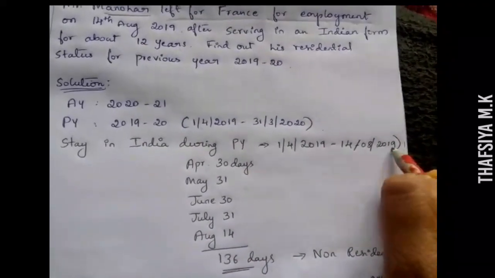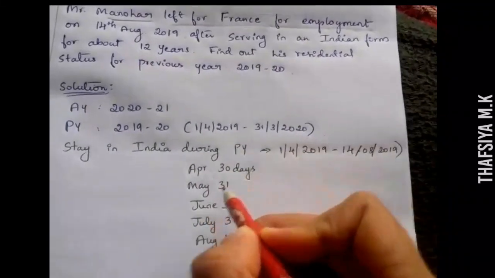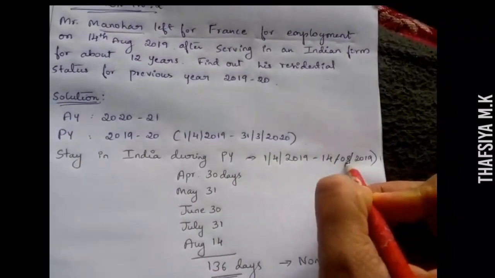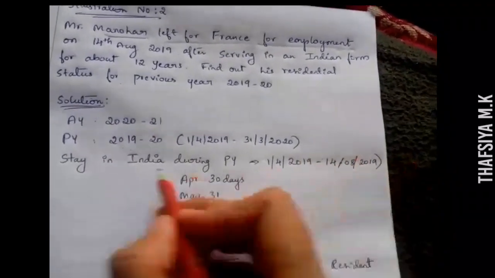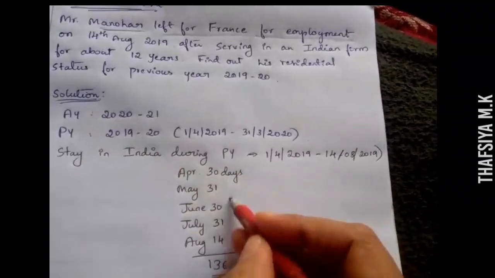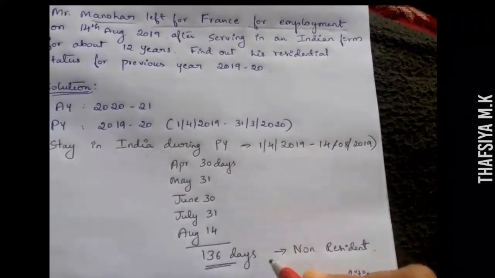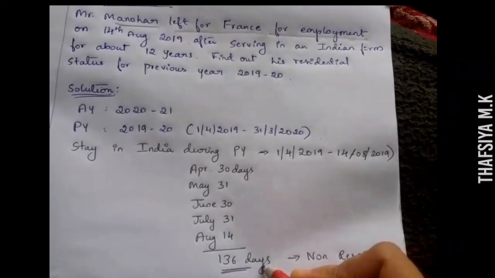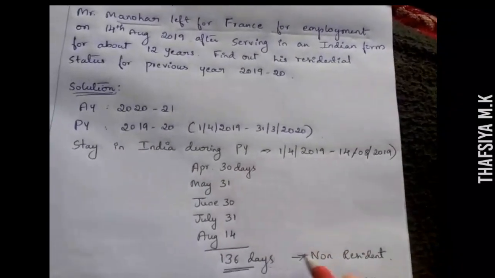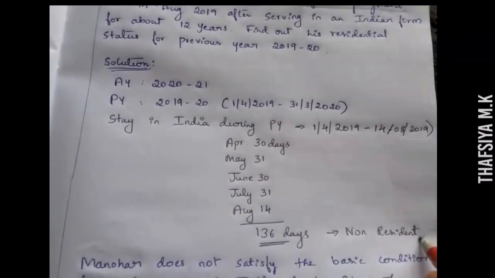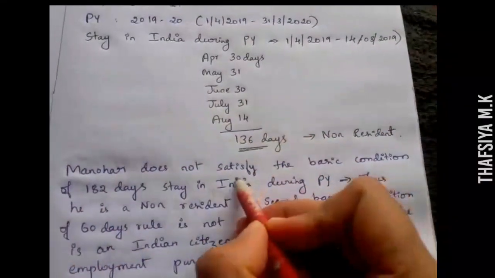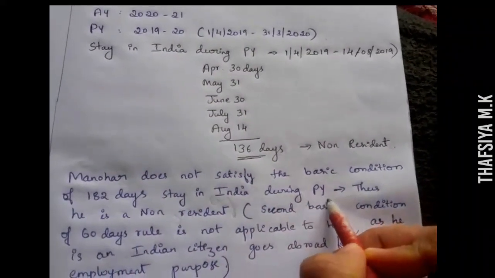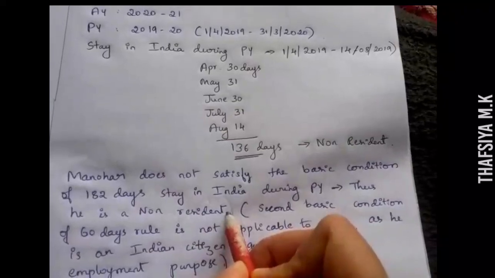Now we have to calculate: April 30 days, May 31 days, June 30 days, July 31 days, August 14 days. After that he was not there in India; he left India. So stay in India is only 136 days. This means he does not satisfy the first basic condition of 182 days stay in India in the previous year, so he becomes a non-resident. We have to write: Manohar does not satisfy the basic condition of 182 days stay in India during the previous year. Thus he is a non-resident.